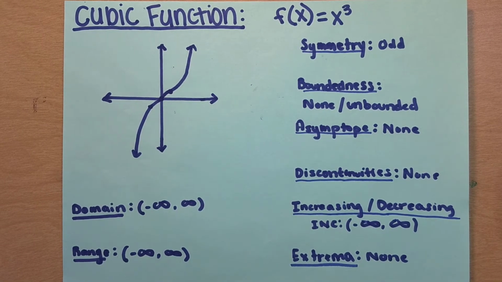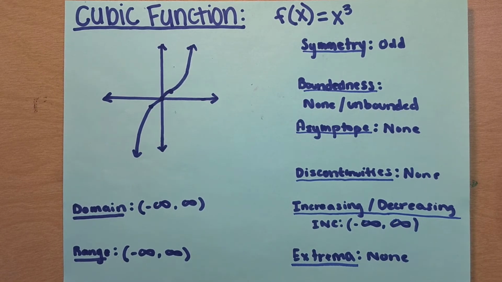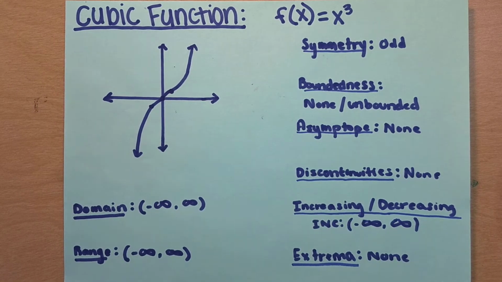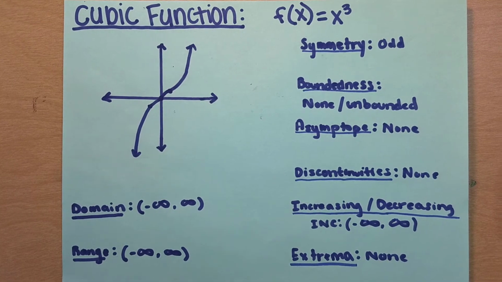The end behavior is, as x approaches positive infinity, y approaches positive infinity. As x approaches negative infinity, y also approaches negative infinity. The function does not have a local maximum or minimum. It is increasing from negative infinity to positive infinity.